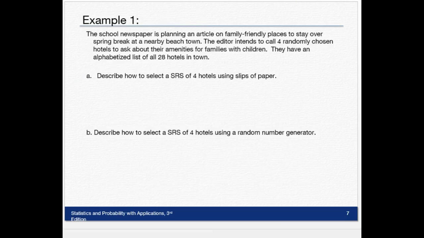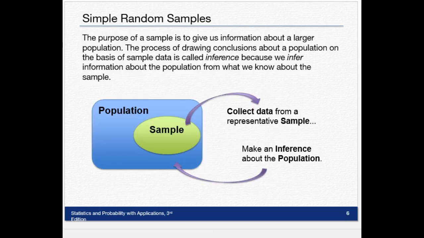So let's try an example. The purpose of a sample is to give us information about a larger population. The process of drawing conclusions about a population on the basis of sample data is called inference, because we infer information about a population from what we know about the sample. All right? So it's called inference. We take the sample, we collect data, we draw conclusions, and we assume it's true about the population because we took a good sample.